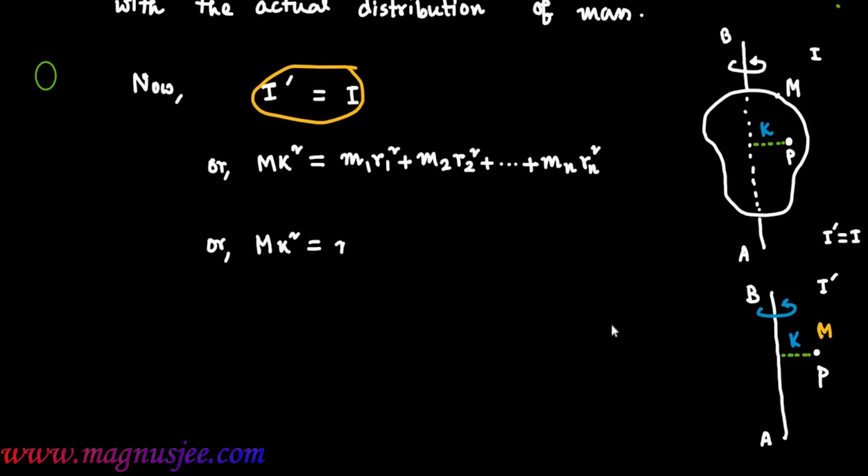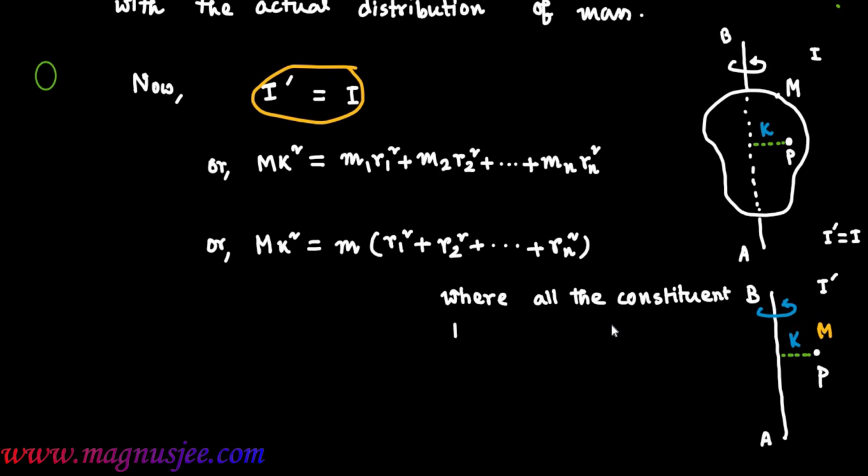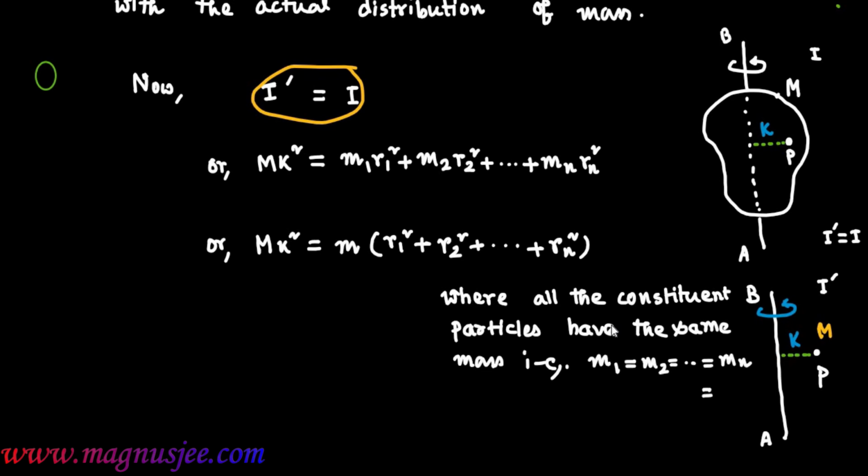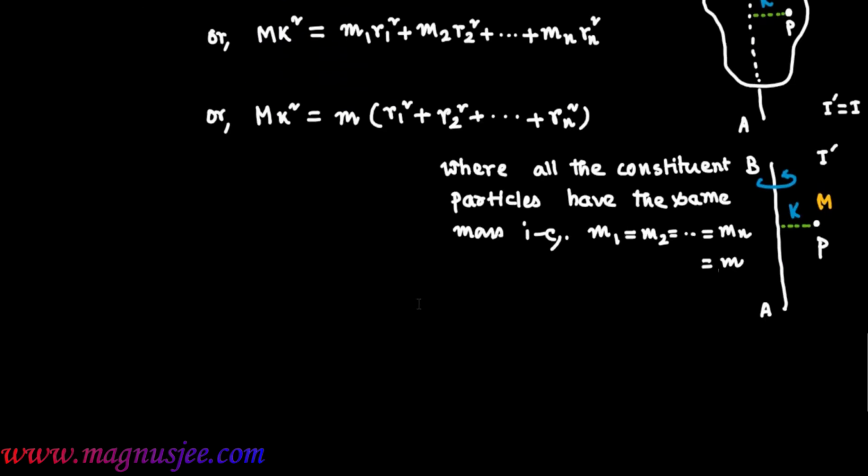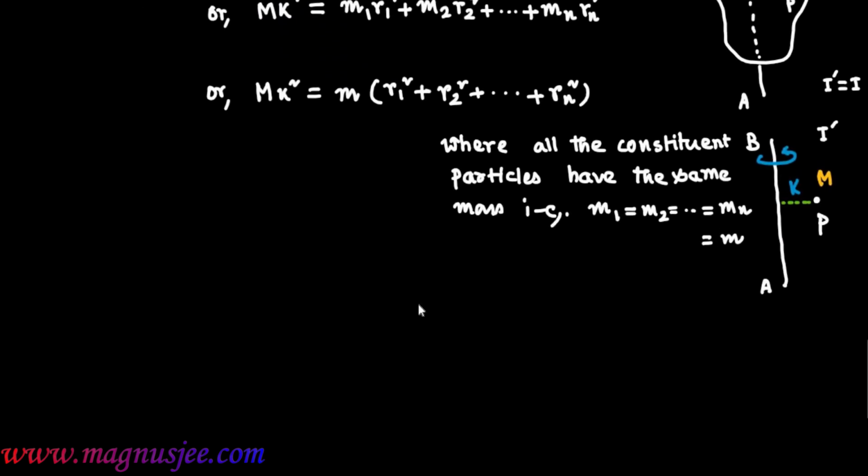Therefore, mk square equals, m taken common, m bracket open r1 square plus r2 square plus dot dot dot plus rn square, where we can assume that all the constituent particles have the same mass, that is m1 equals m2 equals dot dot dot equals mn equals m. We can assume that the mass of each constituent particle is small m.